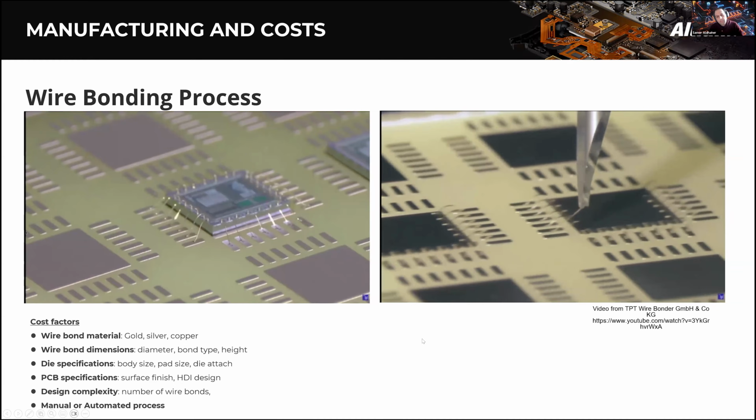Now, with the process of wire bonding, as I mentioned at the beginning, yes, it can be cheaper when you produce them in the tens of millions. But in low quantities, there are a few factors that you need to be aware of if you want to use wire bonding. Mainly, it's the wire bonding material. You've got gold, silver, and copper. Obviously, gold is a more expensive material, so that adds to the cost.